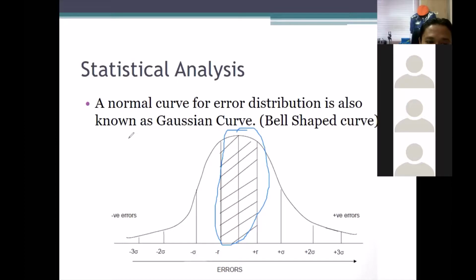So if abnormal, it would be something like this, or something like this. This one is abnormal. Normally our graph is like this. This one we call the normal distribution, or sometimes we call it the Gaussian curve or bell shape curve. You can see this one. So this is negative error. This is positive error.